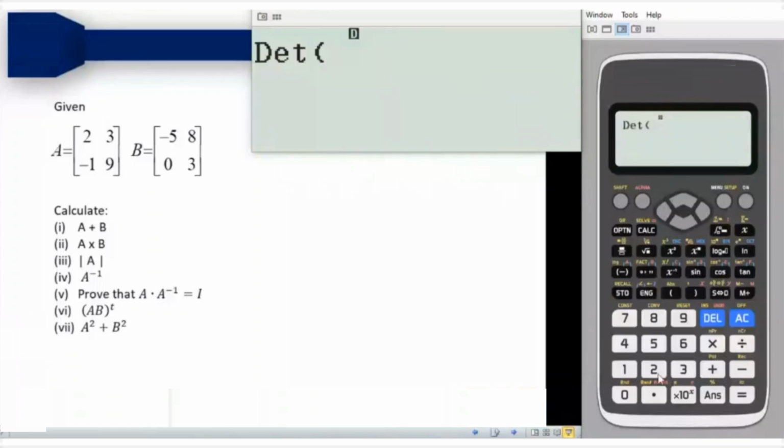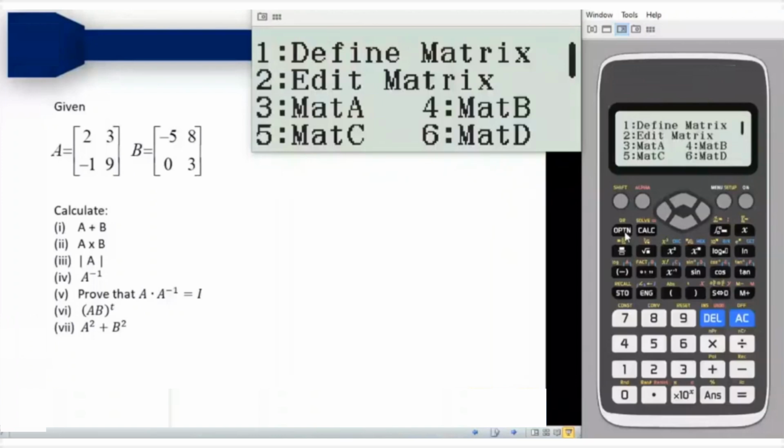So the calculator is telling me, I want determinant of which matrix? I want determinant of matrix A. So I press determinant and then I press option again. I press 3 and I have to close the bracket.